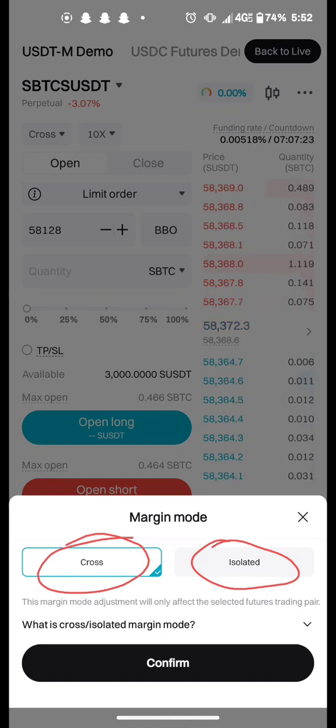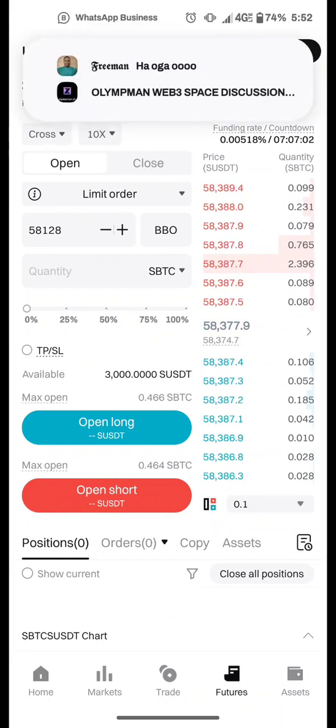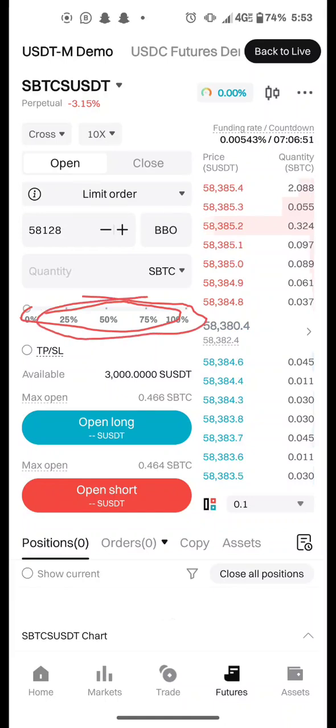Now, the cross. We are going to be using cross majorly. Are you getting me now? What does trading with cross mean? It means that what you have as your margin. What is your margin? Your margin is how much you are willing to risk from your capital. This is where you find your margin. Can you see? It is from 0 to 100%.